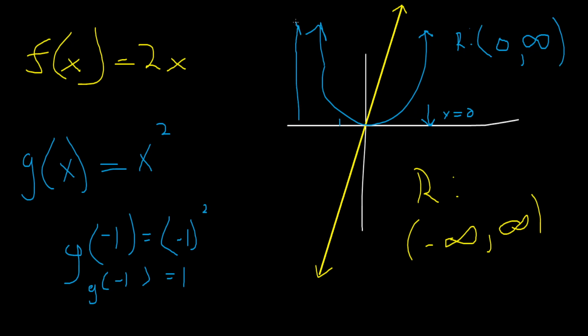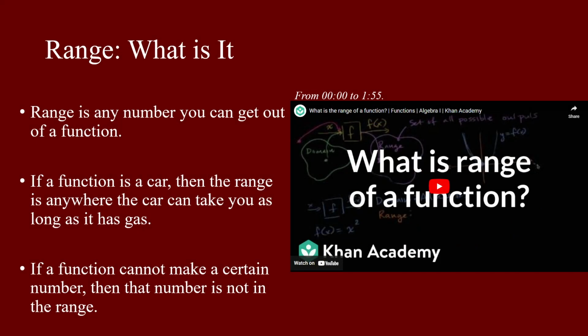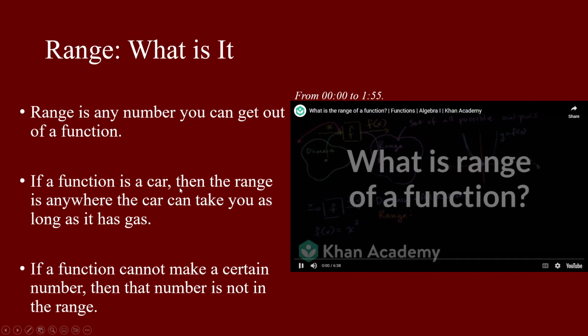Because remember, the range is concerned with the y values. If the x values are what I plug in, the y values are what I get out. So graphically, since I start at 0 and I only go up, the range for g of x is going to be 0 to infinity. And this is what range is. It's what do I get out of this function after I start plugging stuff in? That is what range is supposed to be.